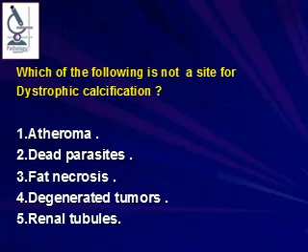Which of the following is not a site for dystrophic calcification? Dystrophic calcification اتفقنا إنه بيحصل في الـ abnormal tissue زي التيومرز. يبقى ممكن يحصل في الأثيروم، ممكن يحصل في dead parasite، ممكن يحصل في الفات necrosis، ممكن يحصل في degenerated tumors. لكن renal tubules ده normal structure، هيحصل فيه dystrophic calcification ليه؟ يبقى is not a site for dystrophic calcification.